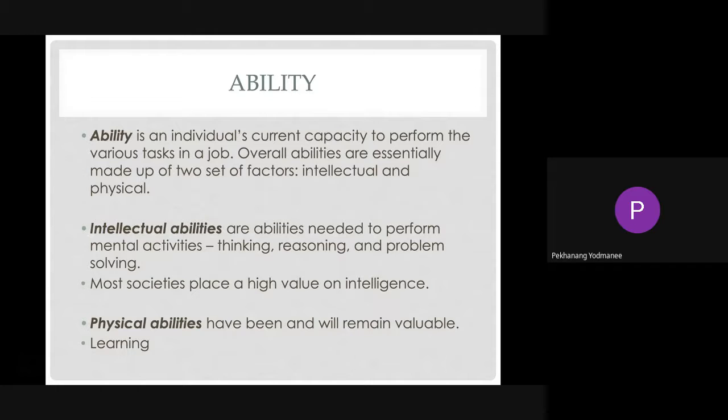So, intelligence dimensions are positively correlated. So, if you score high on the intellectual, you must be happy. And if you score low, do not worry about this. You can evaluate by yourself. Maybe you can do a test about your ability, and you can compare the standard with your ability, and you can try to develop your strengths. And next, physical abilities have been and will remain valuable, and you can learn.